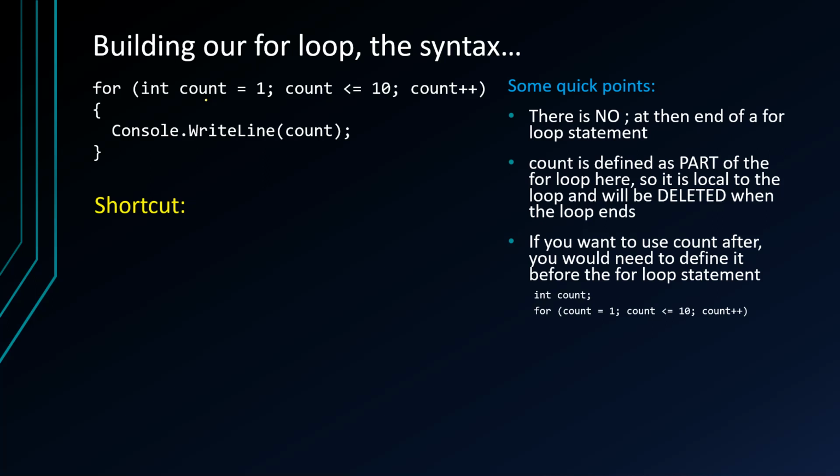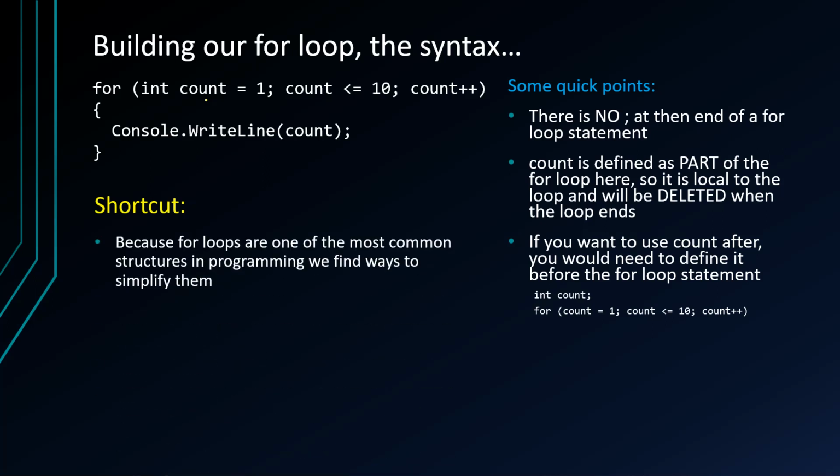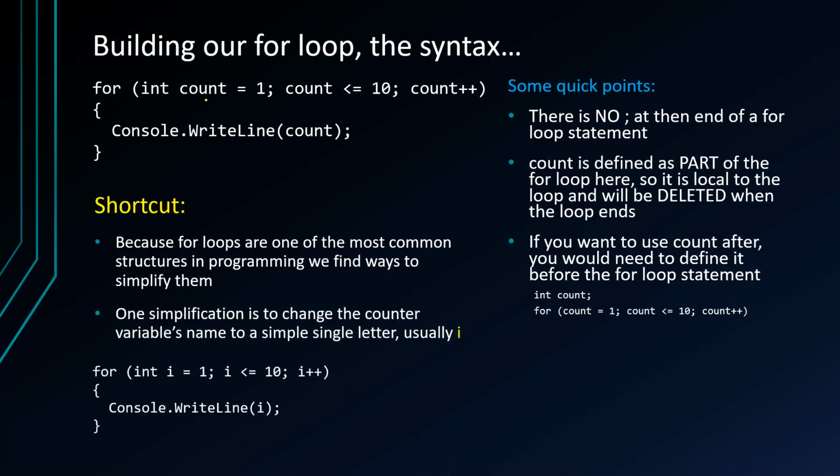So, a couple shortcuts, or one major shortcut anyway. Because for loops are one of the most common structures in all of programming, we always try to find ways to simplify them. One simplification is simply to change the name of the counter variable. Count is a very long name, relatively speaking, and we want to shorten it. Because it's used so much, there's a common variable name you'll see in every programming language. So one simplification is to change the counter variable's name to a single letter, usually i.